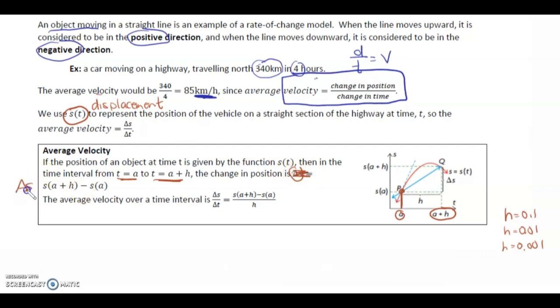So the change in position is delta s, and I don't like this delta s over here, so I would rewrite this here. Delta s equals s(a + h) minus s(a). That would be that numerator, right? The change in position. And therefore the average velocity is that change in position over h, because the change in time is actually approaching 0. This h value is going to go smaller and smaller and smaller.